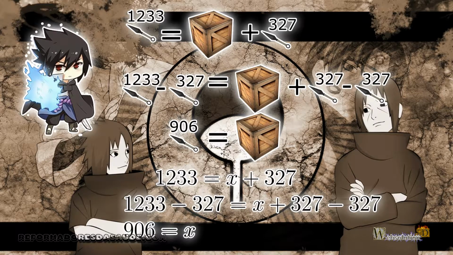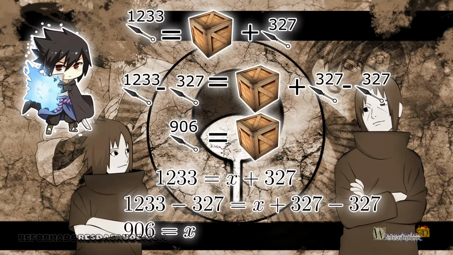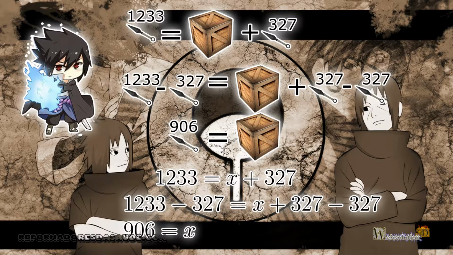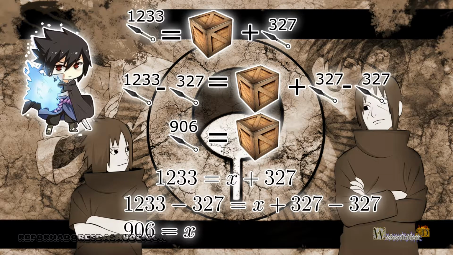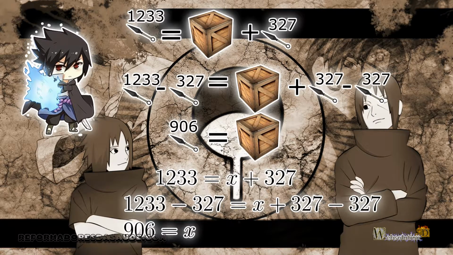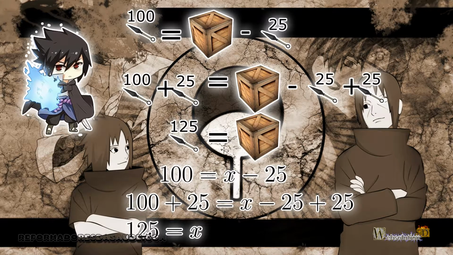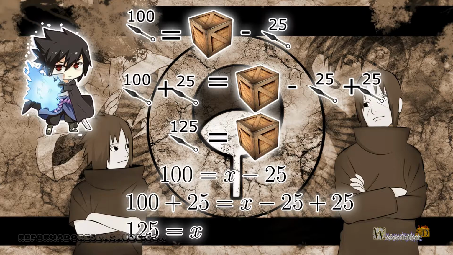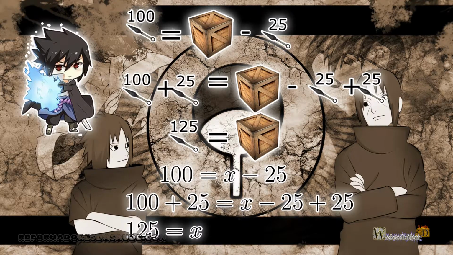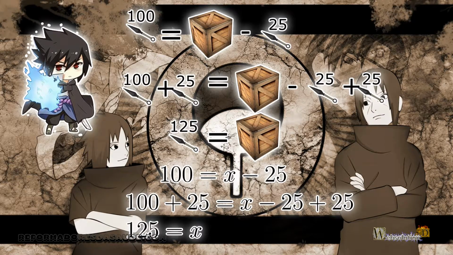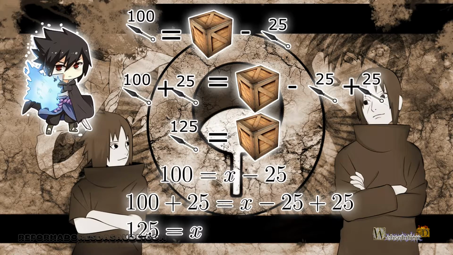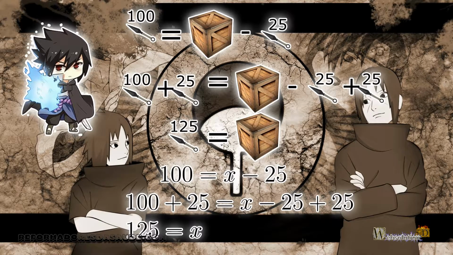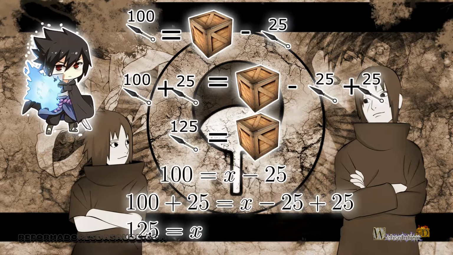The mathematical mode is on the screen. People usually have a hard time understanding subtractions, so pay attention. It had 100 kunai. Sasuke had all 100, but needed 25 more to fill the box. In this case, 100 kunai is equal to x minus 25 kunai. Note that the box is missing 25 kunai, so the minus 25.